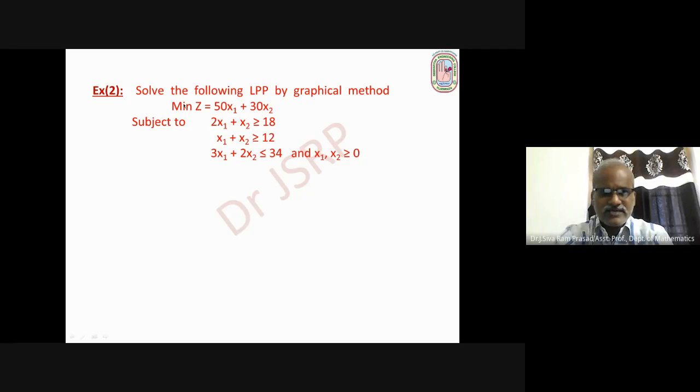Here observe the objective function is min z, that is minimization. So this is a minimization problem. Okay, right. So what is the first step? I have to represent these inequalities on the xy plane. For that we first consider the equalities. Consider the first equality, 2x1 plus x2 equal to 18.